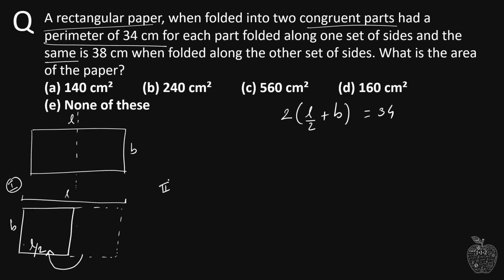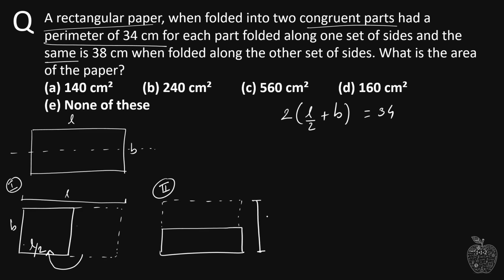In the second case, we are not folding it vertically. Now we will be folding this paper horizontally like this, but from the center. So the diagram that we can draw will be like this. This was the entire breadth, but now we folded this paper like this, and the breadth will become half because we are folding it from the center. So the new breadth becomes B by 2 and the length will remain the same. And now this perimeter is given to us as 38 centimeters.